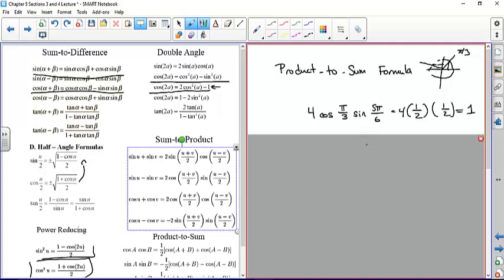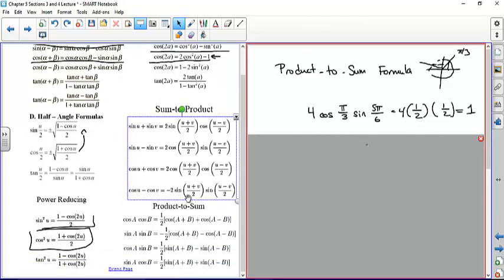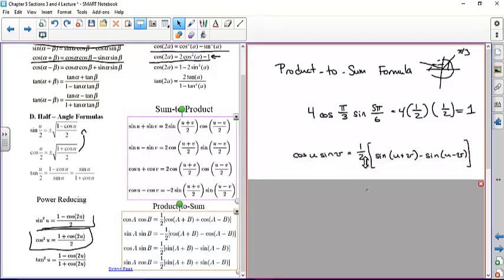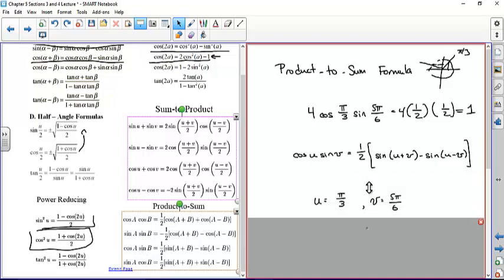Now, if we use the product to sum formula, which is right down here, the cosine of a times the sine of b, so that's the third one here, is 1 half the sine of a plus b minus the sine of a minus b. So let's plug, see what that looks like. So this is the cosine of u, sine of v, or cosine of a, sine of b, doesn't matter. And if you plug in, this cosine argument is u and the sine argument is v.